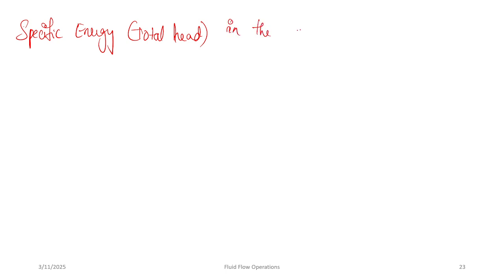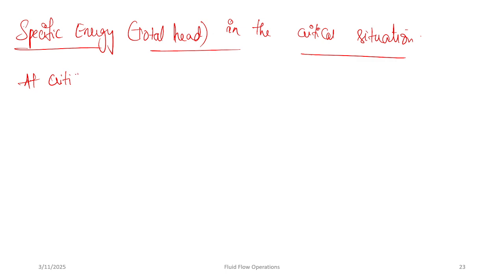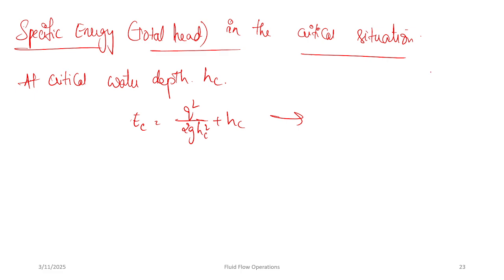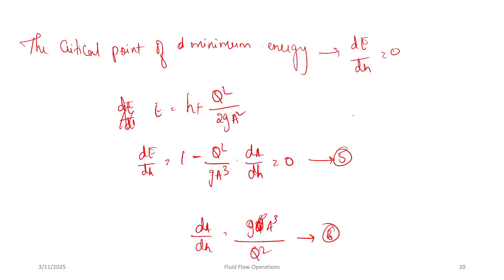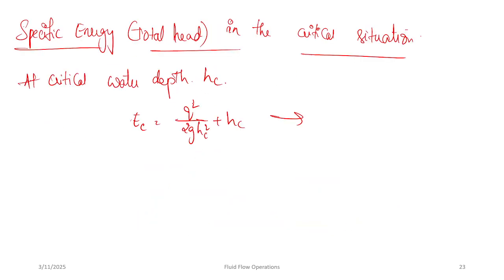So the specific energy, let's calculate specific energy in a critical situation, that is when all the quantities are minimum, or total head. So at critical depth, that is HC, EC is going to be q square by 2G HC square plus HC, right? This was obtained from the previous equation. I'm just changing the variables. Okay, instead of normal q and H, I'm writing critical values. So this will become equation number 11.